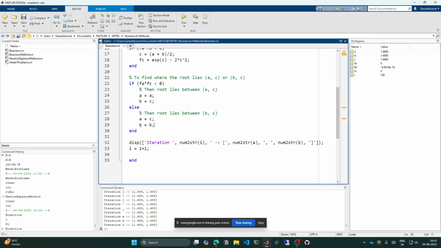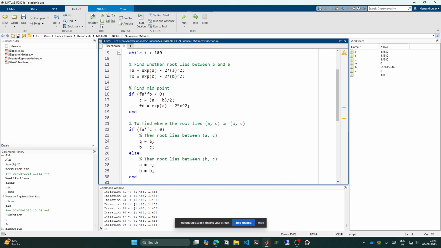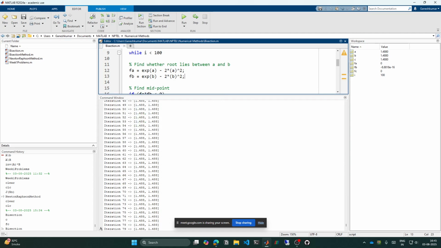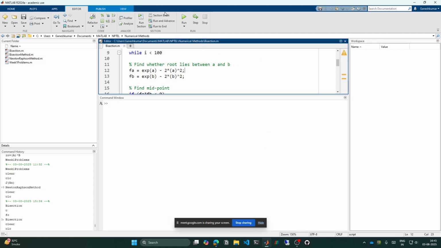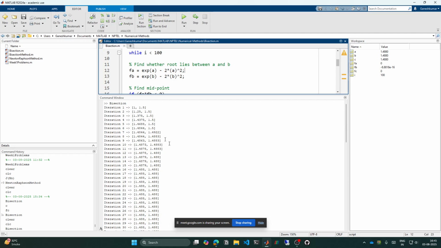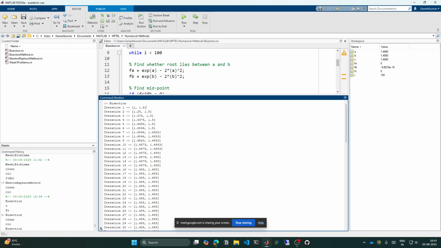Anyway, now you run this, and you will see I have run it for 100 iterations. Initially we started with 1 and 1.5. Our second iteration was 1.25 and 1.5. Third iteration was 1.375 and 1.5. Similarly, this is where we stopped, and we could have kept on doing it, but it will just take a lot of time for us.